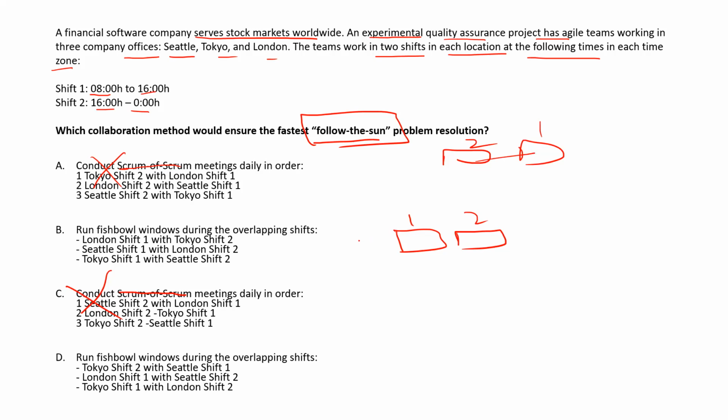Sir, I'm trying to understand it still. I am not following. Sun is moving from here to here, right? Yeah. So it means collaboration will happen from shift 1 and shift 2. But how are we giving countries here? Like Tokyo, it's the land of the rising sun. So that's why we're saying it will start from Tokyo. Okay. True, it's basic.